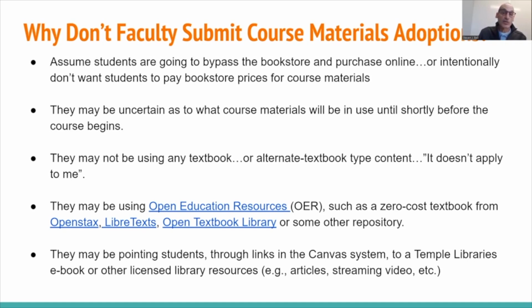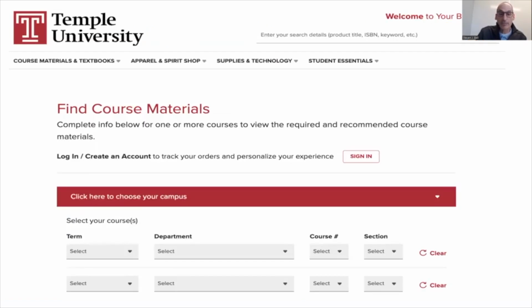And then the other reason I found that faculty don't use the materials adoption system is that they assume, well, I'm just going to put the links to the resources in my Canvas course or other management system, and they're just going to point the students to another online source. They'll just assume, again, students are going to go to Amazon or some other source, or they may be using library ebooks or free materials, and they again assume I'll just put the links in my Canvas system, and who cares whether it's in the bookstore system or not. And again, that can be problematic.